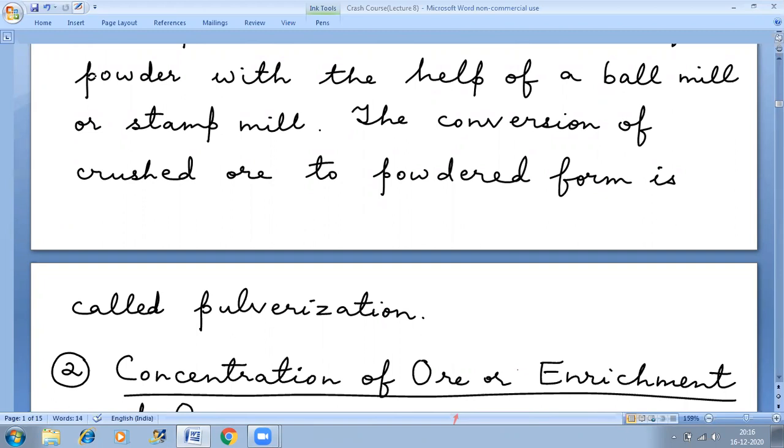That means in the first step we just broke the rocks and converted them to powder. So in the first step we just obtained the powdered form of the rocks. Nothing else has been done in this.